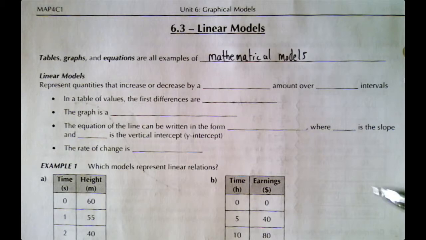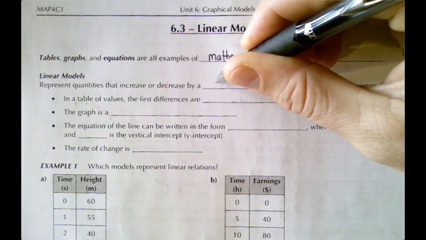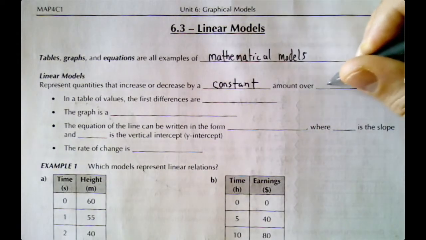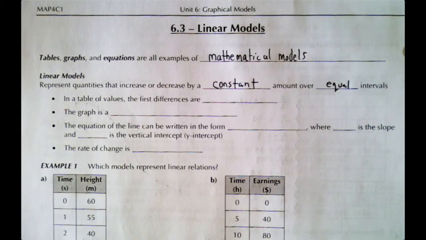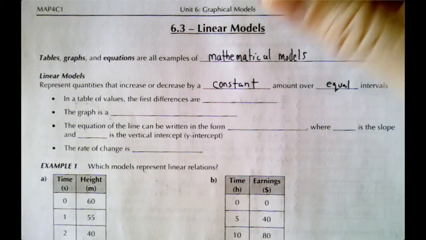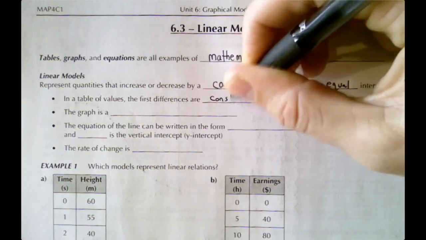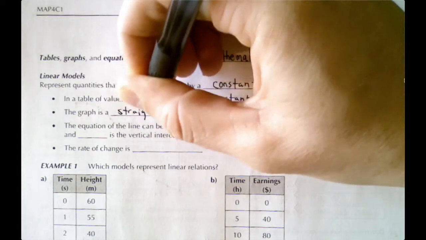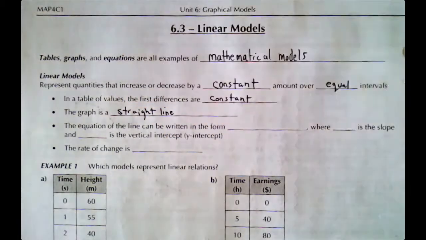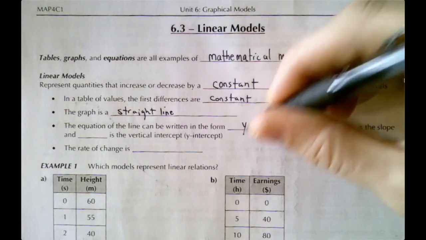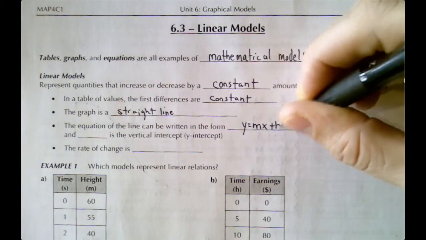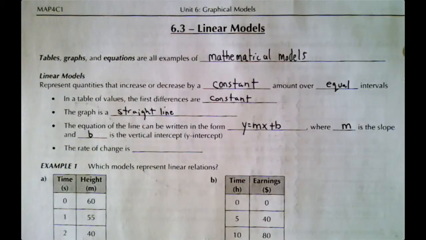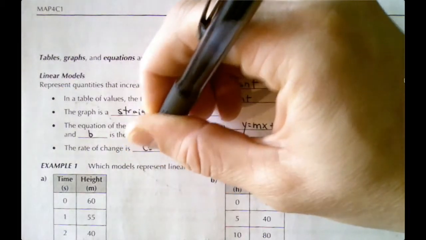A linear model represents quantities that increase or decrease by a constant amount over equal intervals. So if we look at a table of values, we should identify the first differences as being constant. If we look at a graph, we should see a straight line. And if we look at the equation of a line, it should look like y equals mx plus b, where m is the slope and b is the vertical intercept or y-intercept. The key here is that the rate of change is constant.